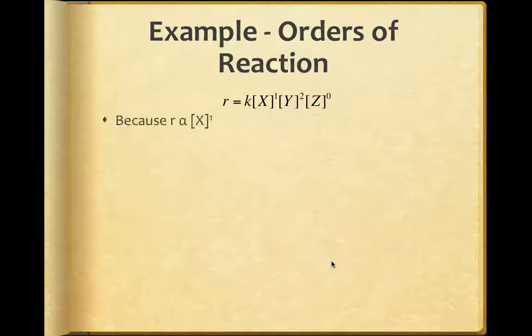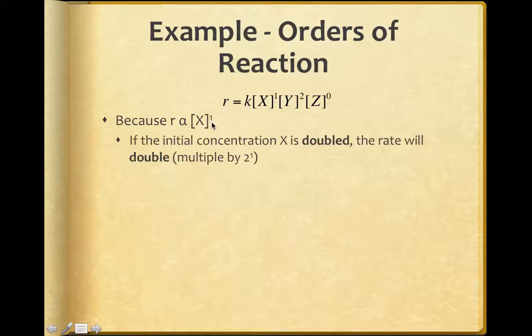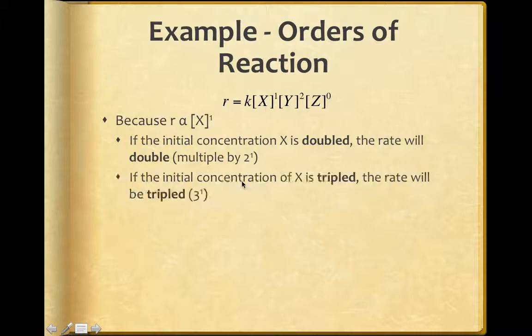In here, because the rate of the reaction is proportional to the concentration of X raised to the power of 1, if the initial concentration of X is doubled, the rate of the reaction will also double. So we can multiply by 2 to the power of 1. In this case, we're doubling the concentration of X. If the initial concentration of X is tripled, then the rate of the reaction will also be tripled, because we're multiplying the rate by 3 to the 1, which is 3.